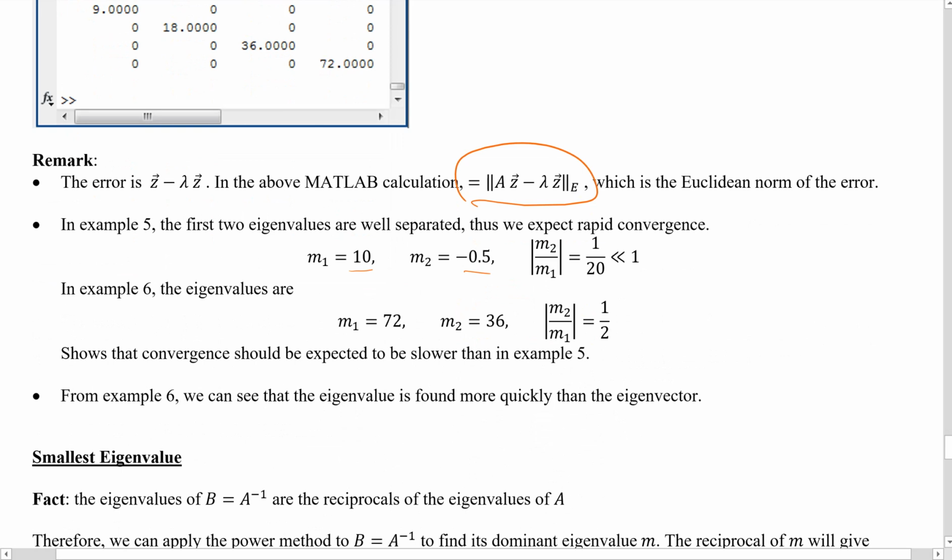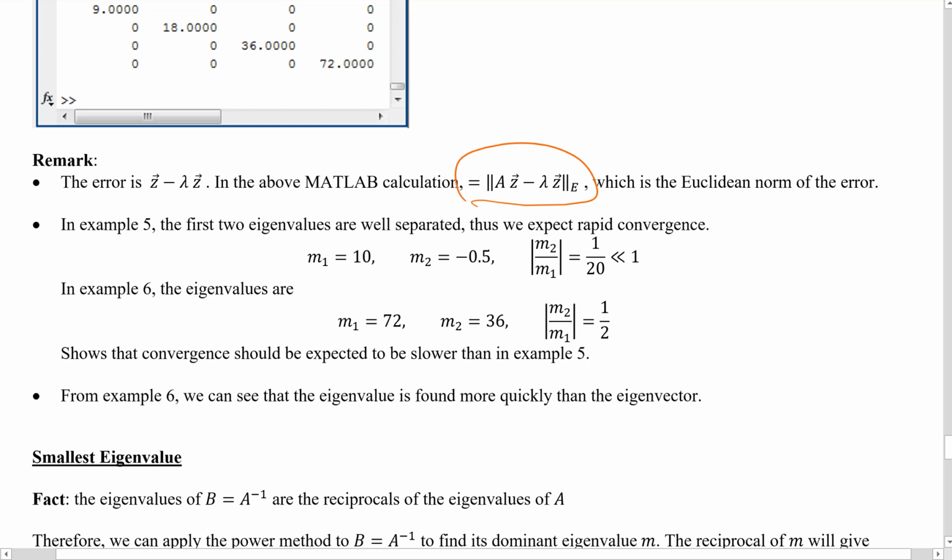The ratio of them is 1/20, which is very, very small. But in example 6, the eigenvalues are 72 and 36. The ratio between them is 1/2. So now we can see the convergence should be expected to be slower than in example 5.